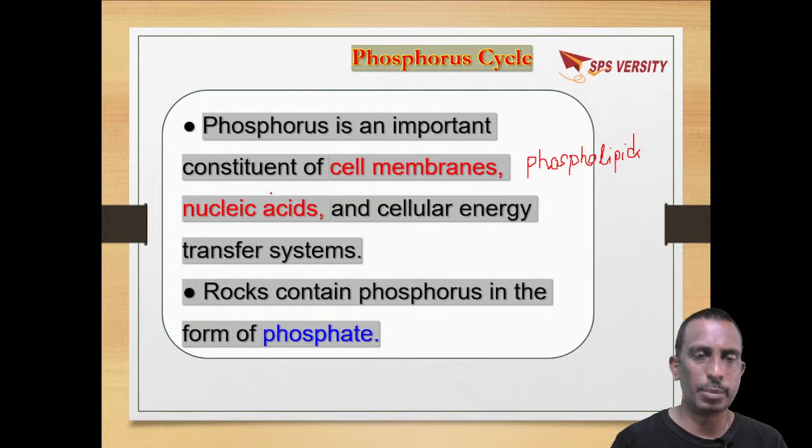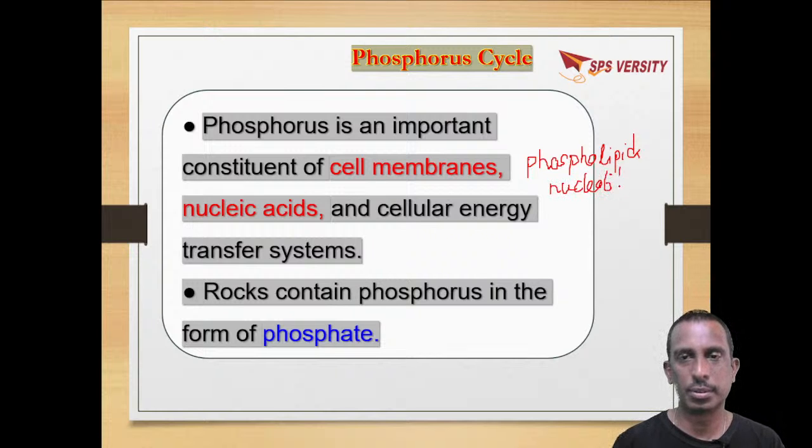In nucleic acids, the nucleotide has phosphate as one of its components. Cellular energy, ATP, has 3 phosphates. So phosphorus has a major role in our life processes: the cell membrane, nucleic acids, and cellular energy transfer through ATP. These all have phosphate as one of the components.